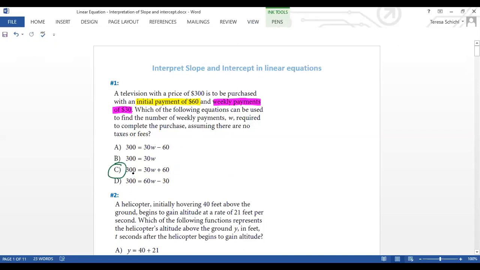It will be C. The $300 is equal to the $30 every week you need to pay. And what is this 60? This 60 is our initial payment. So remember, this is all related to y equals mx plus b.